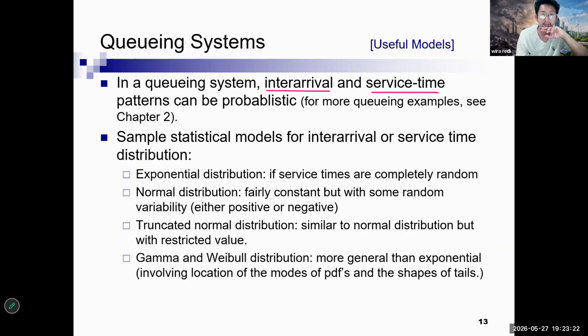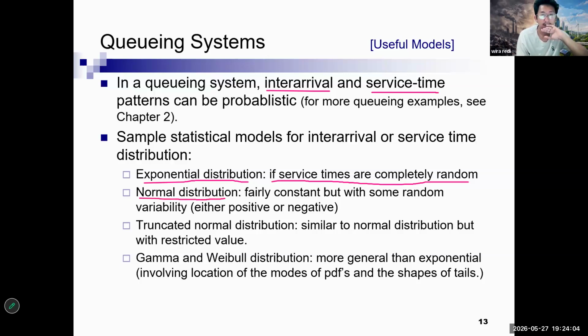If the arrivals are random, the exponential distribution is often used. This is the distribution you can go for when the arrivals are completely random. But it's not the same with the service time. Service time is relatively stable but will have some variation. Therefore, the normal distribution is often used.